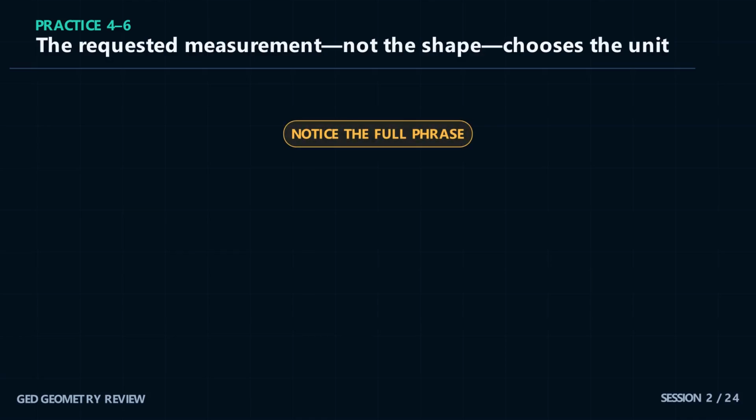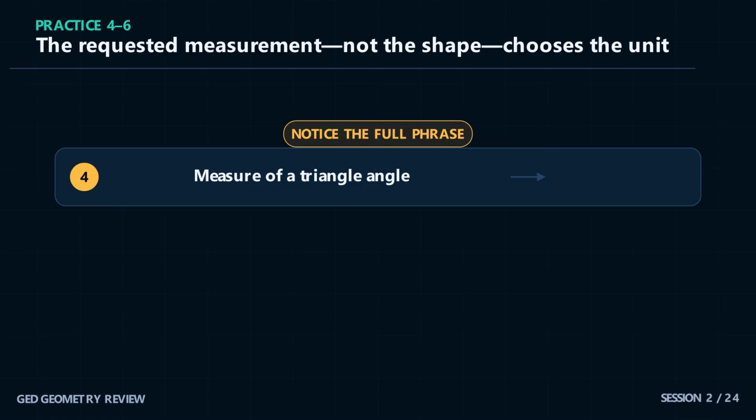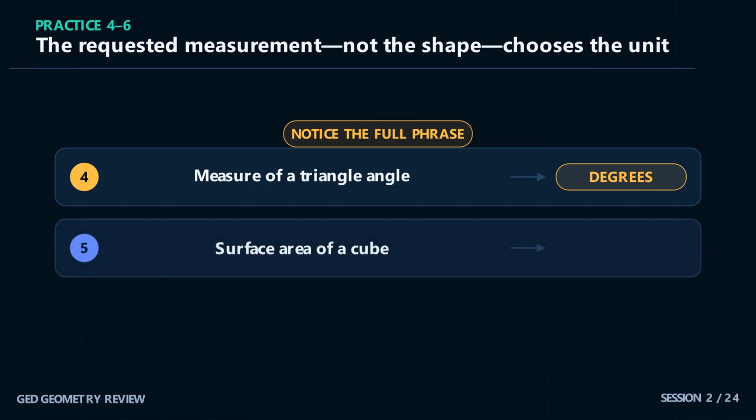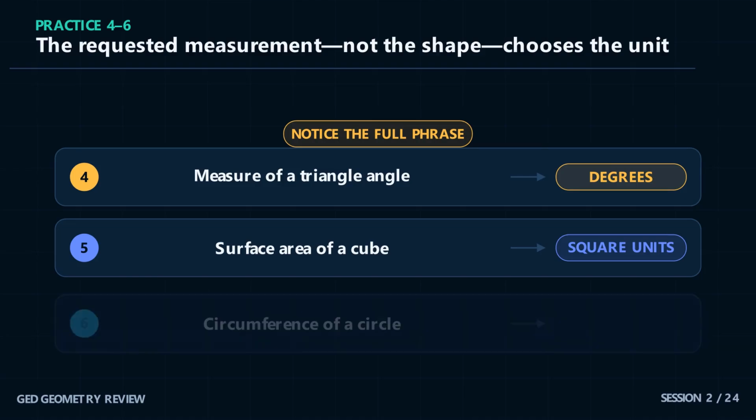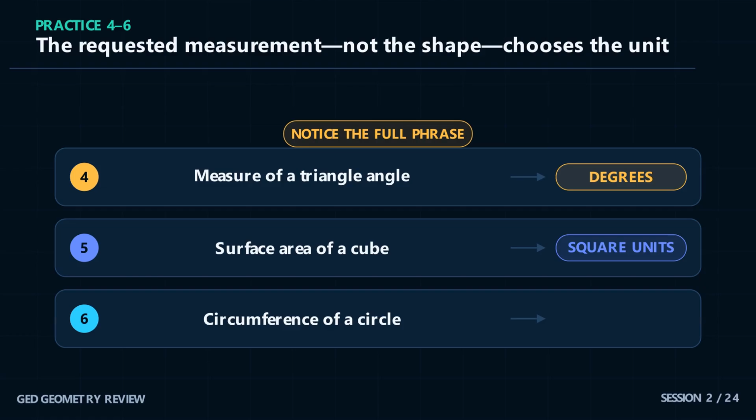Practice round 2. First, the measure of a triangle angle. Angles always use degrees. Second, the surface area of a cube. The word cube may suggest volume, but surface area covers flat faces. Use square units. Third, the circumference of a circle. Circumference is the distance around the circle, so use plane units. Listen for the complete phrase, not just one familiar shape word.